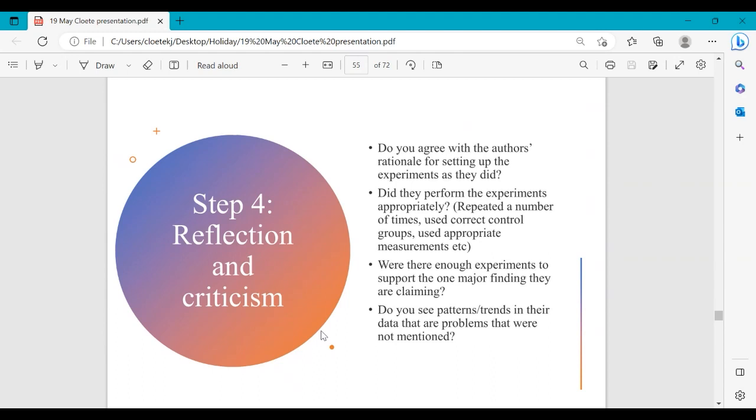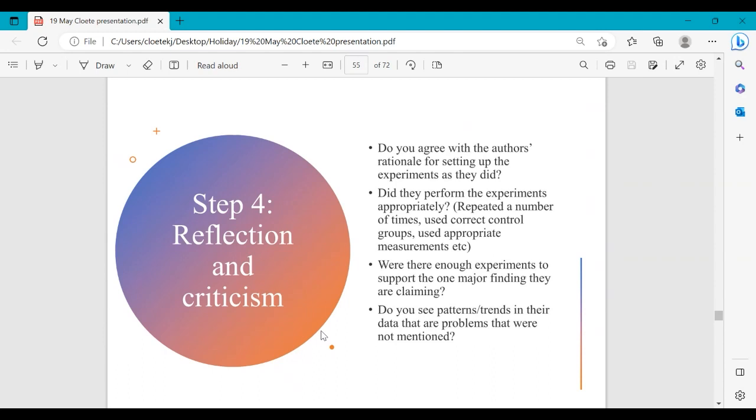Did they perform the experiments appropriately? For example, did they have the correct sample number? What control groups did they use? Was the control correct? And also very important, sometimes people will use both a positive and a negative control. So they will have a test sample, and then they'll have a positive and a negative control, or just a negative control. So have a look at this, what types of control they use.